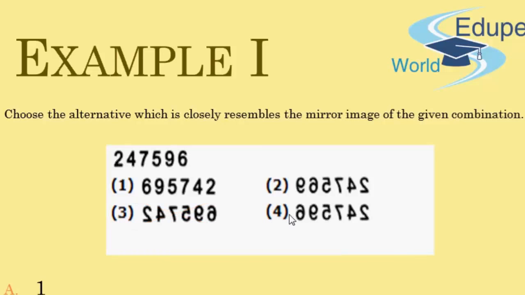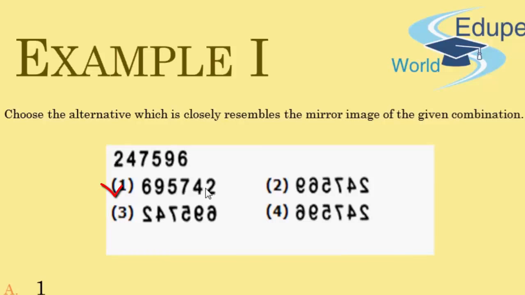And then I will see option 4. In option 4 I have 2 upright, 4 is upright, 7 is also upright, so is 5, so is 9 and so is 6. So all the letters are upright. So I will keep this as a potential answer. So now we are down to options 1 and 4. Now I have to check for the third characteristic. Have all the numbers been flipped about the y-axis? Okay, have all of them been inverted about the y-axis?